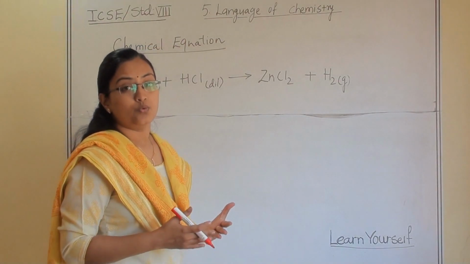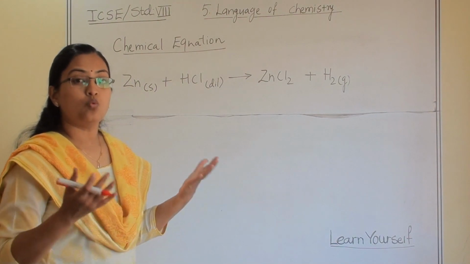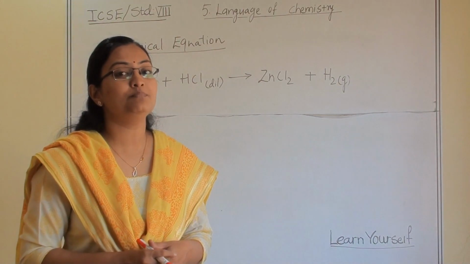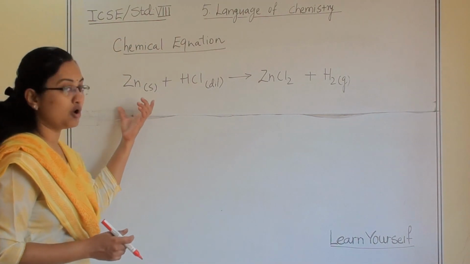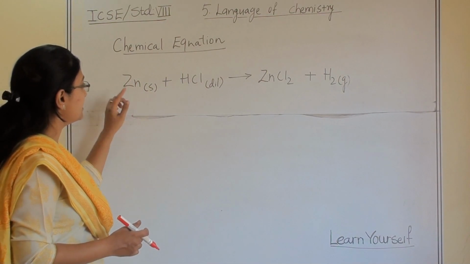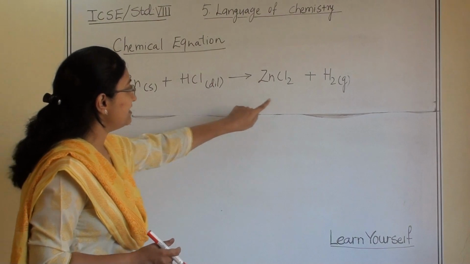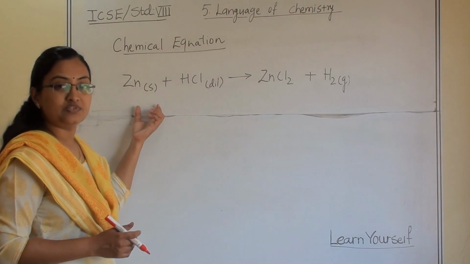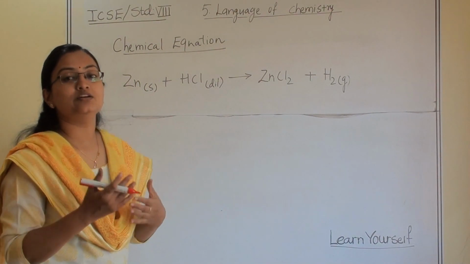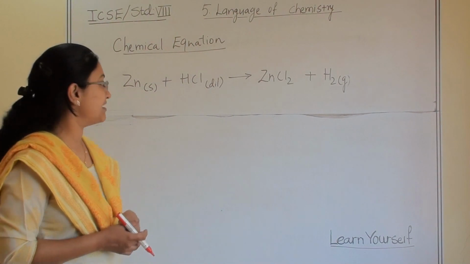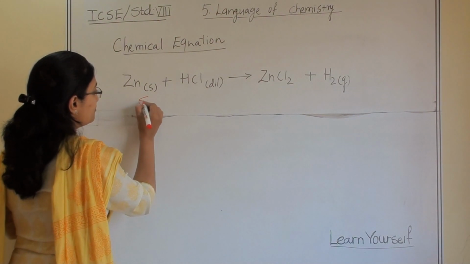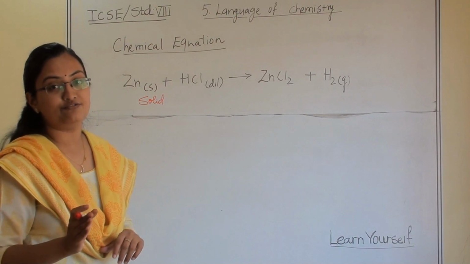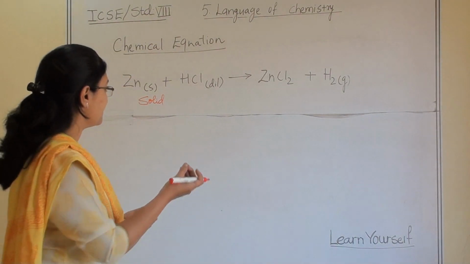Now let us understand, when we are writing a chemical equation, what all things we are mentioning in it and what all information we are getting from the particular chemical equation. So this is our molecular equation. In this I have mentioned this S, DIL and G. Whenever we are writing this type of symbol in subscript, it shows the state of that particular compound or element. For example, S here says that zinc is in solid form. That means zinc granules we are taking.